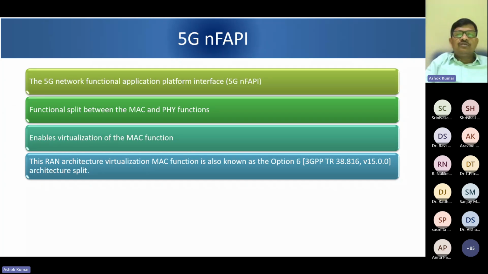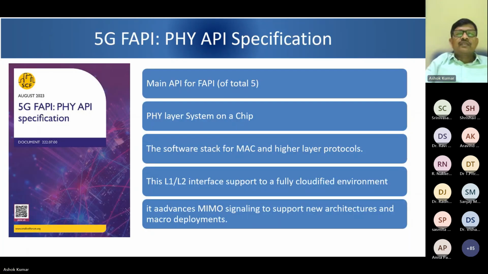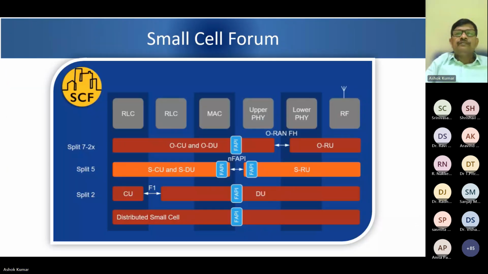I discussed nFAPI also. There are four or five standards which they have done, and one of them is the main API for FAPI out of the total standards. So basically, you can now do the entire physical layer system on a chip using this. And they have defined a software stack for MAC and higher layer protocols. These are part of the 5G FAPI physical API specification which they have done.